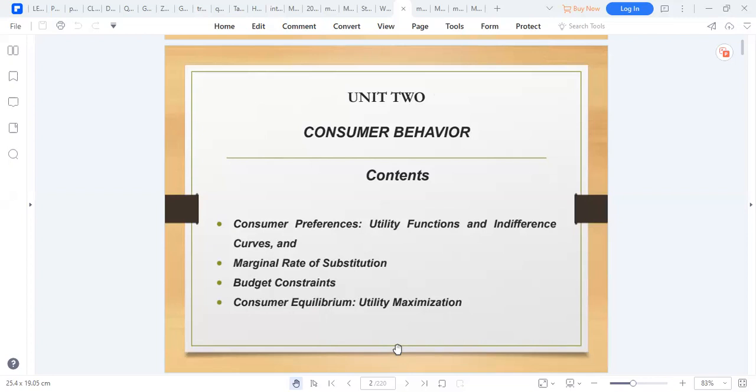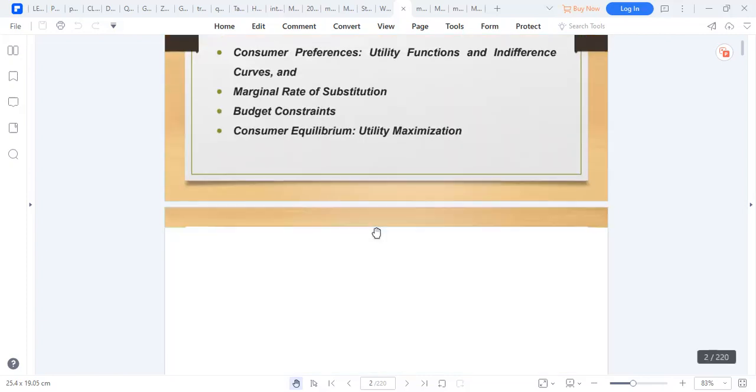We'll also look at how to compute budget constraints and constraint optimization using Lagrange. We'll also look at consumer equilibrium using utility maximization.